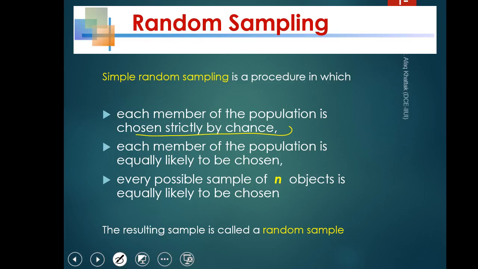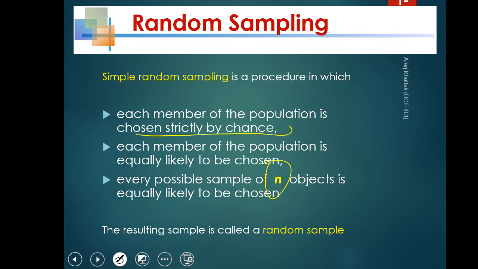Each member of the population is equally likely to be chosen. If it is a male, if it is a female, if he's an old person, if he's a kid, if he's a young guy, you can choose anyone out of them. They are all equally likely to be chosen. So every possible sample of size n is equally likely to be chosen. As I have said, in the population every member is equally likely, so similarly, for a sample to be taken, every sample should be equally likely.